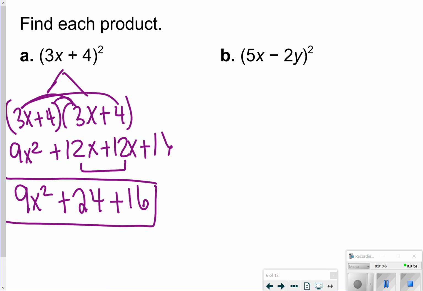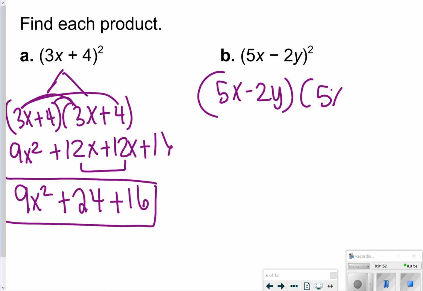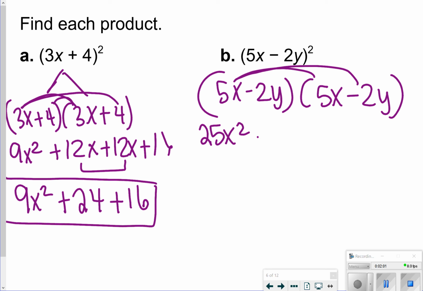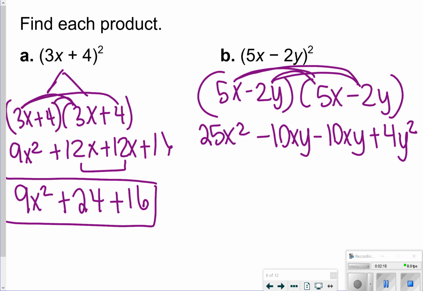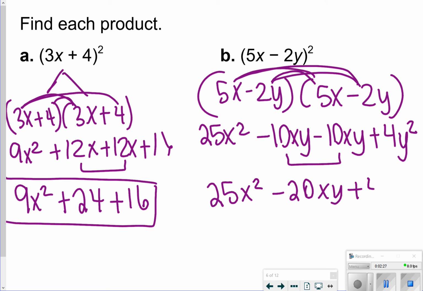Okay, same thing is true for letter B. I would have 5x minus 2y written twice. Again, once I write them twice, I'm going to FOIL. 5x times 5x is 25x squared. 5x times negative 2y is negative 10xy. Negative 2y times 5x is also negative 10xy. And then negative 2 times negative 2 is a positive 4, and we keep that y squared. Once we're done, we're ready to combine my two like terms of xy's. So I have 25x squared minus 20xy plus 4y squared.